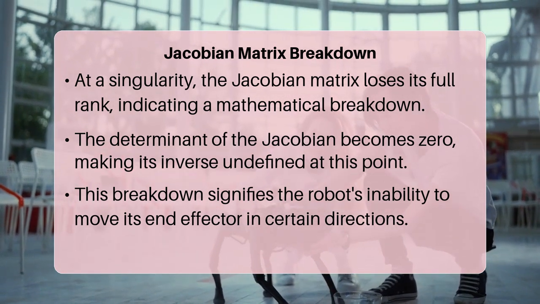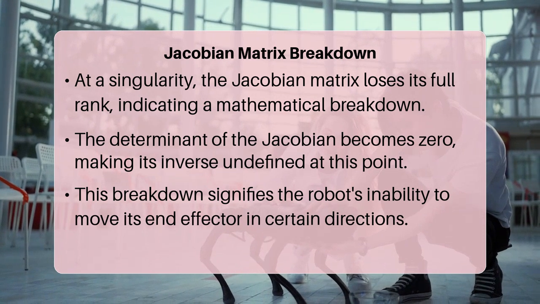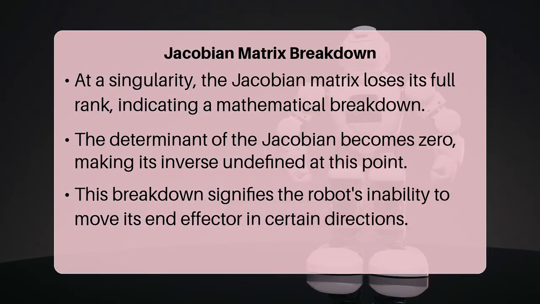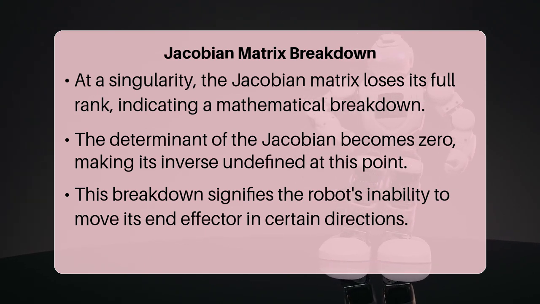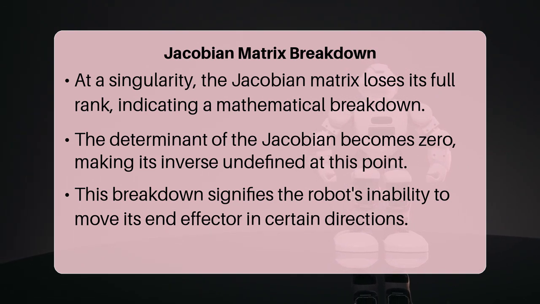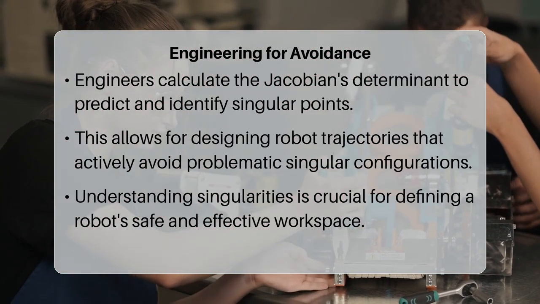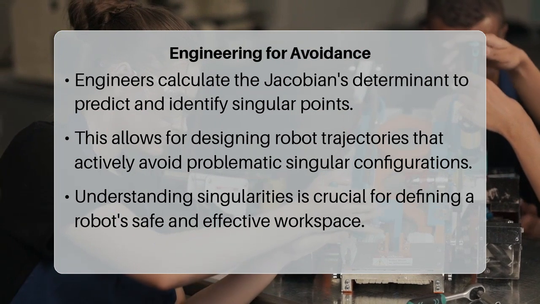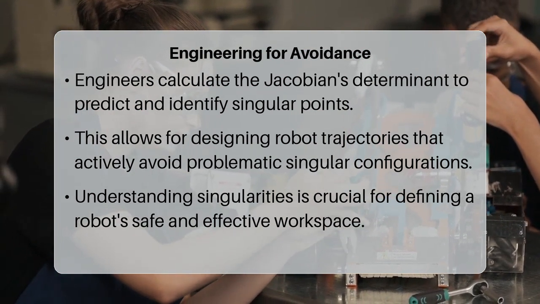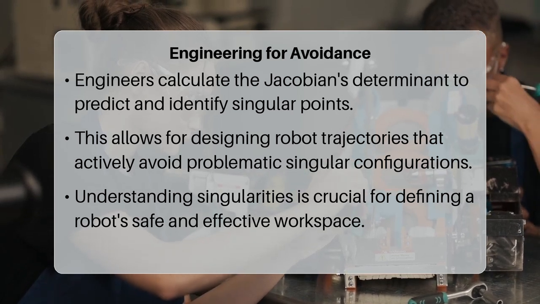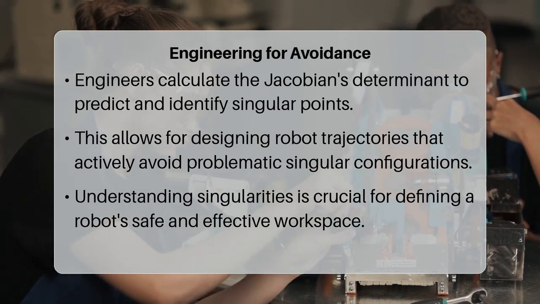Imagine trying to use a map where multiple streets lead to the same point, but you cannot determine which street to take to reach a specific destination because the map has a corrupted section. Engineers use this understanding to prevent robots from entering singular configurations. By calculating the determinant of the Jacobian, they can predict and identify these points in a robot's workspace. This allows them to design robot trajectories that actively avoid singularities, ensuring smooth and predictable operation.